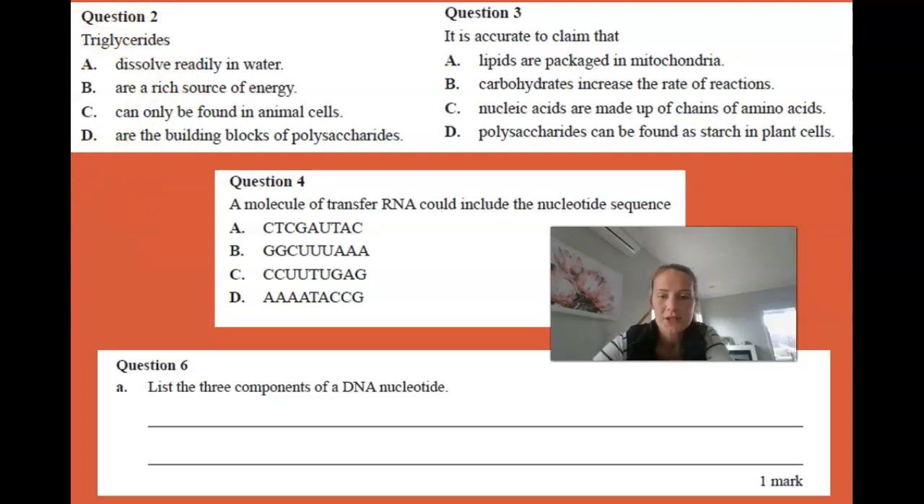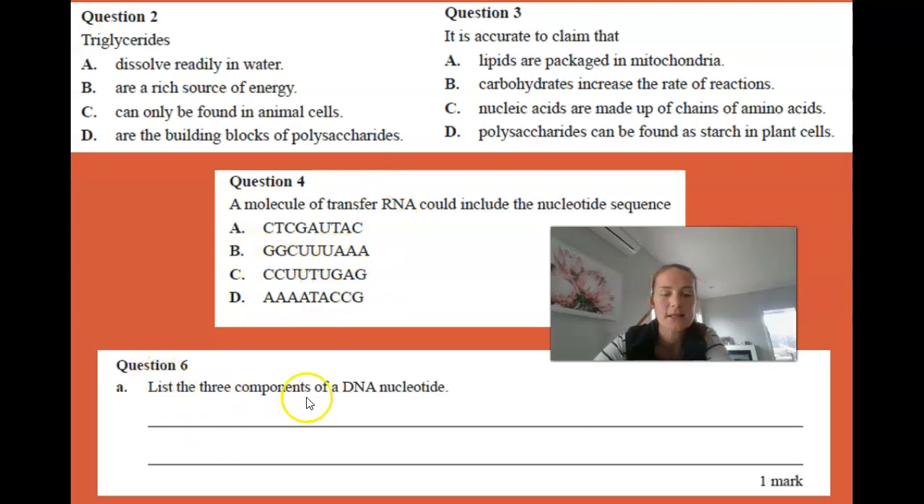A molecule of transfer RNA could include the nucleotide sequence. Did you see the trick in this question? It turned out to be a really quick question because there was only one of these sequences that did not contain T, thymine, as part of its sequence, which would not be found in RNA. So B had to be your answer.